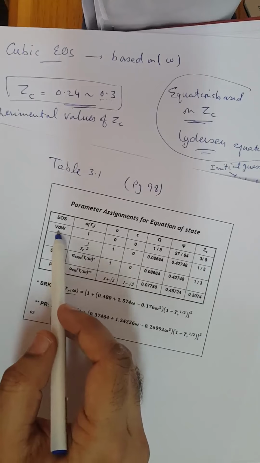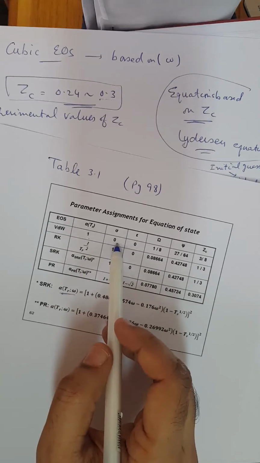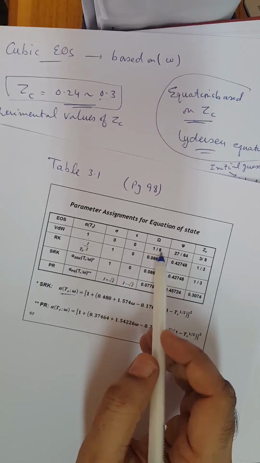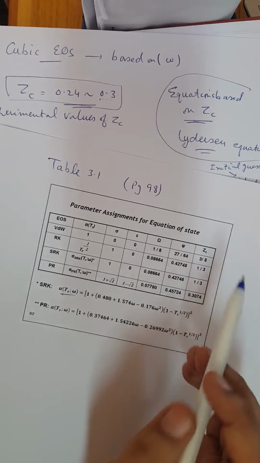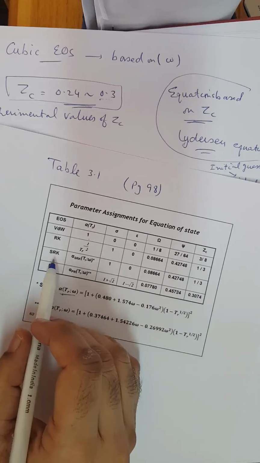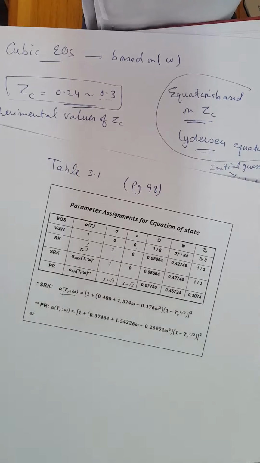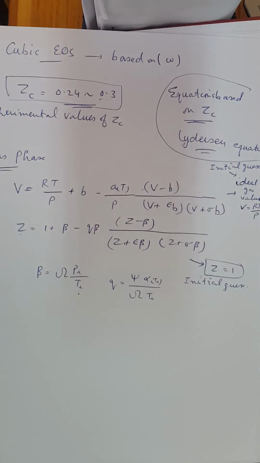This is for the van der Waals equation. The values are alpha TR is 1, sigma is 0, epsilon is 0, omega is 1/8, psi is 27/64. This is the ZC value. So for RK and SRK, we can also get the values from the table in the book as well. I will also share this table with you.